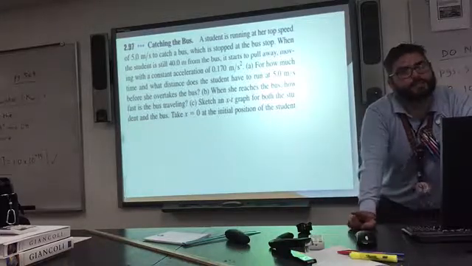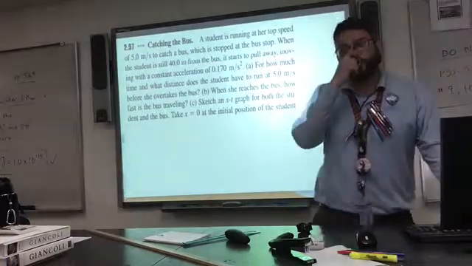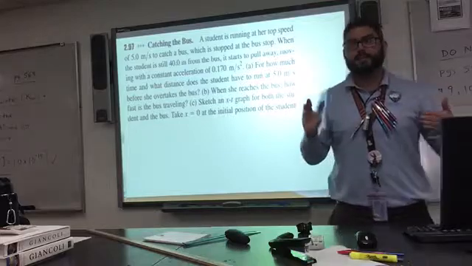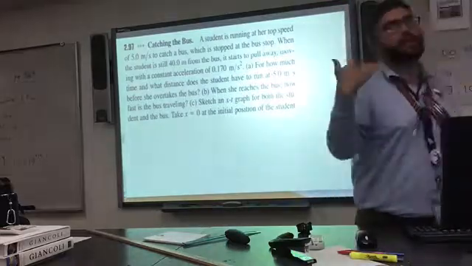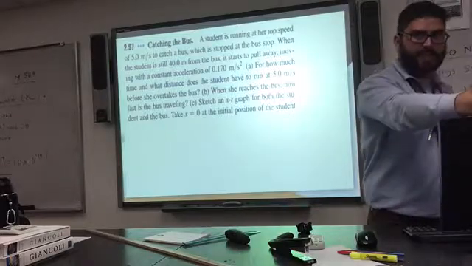Now, this is a weird wording. Overtakes the bus. What that really means is catches up to the bus. You can't overtake the bus until you get to the bus. You know what I'm saying?